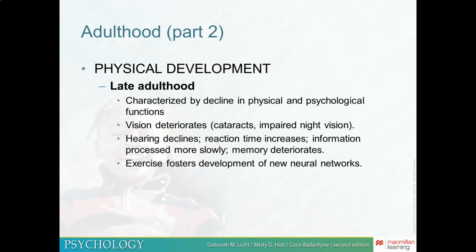And late adulthood is characterized by kind of a decline in physical and psychological functions. Maybe vision deteriorates, losing vision, cataracts, that kind of thing. Maybe hearing decline, that kind of thing. But they say an important thing as one ages is to try to keep exercising, and that actually keeps neuronal development. It actually facilitates neuronal development.